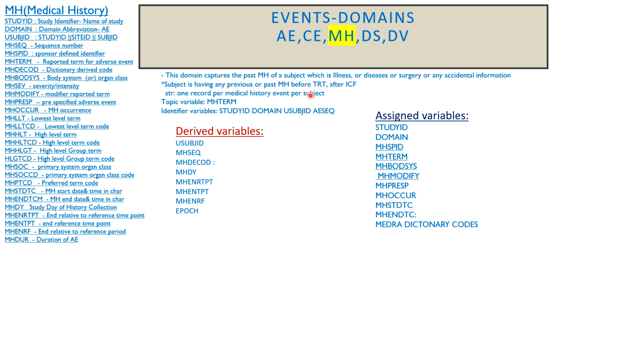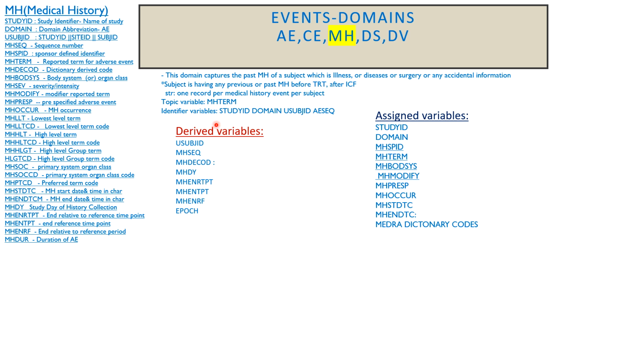So now we are going to discuss the MH domain. MH is nothing but medical history. The domain captures the past medical history of the subject. So if the subject has any past medical history, the details will be captured in this domain. Due to illness or diseases or surgery or any accidental information will be captured in this domain. So the structure will be one record for medical history event per subject.